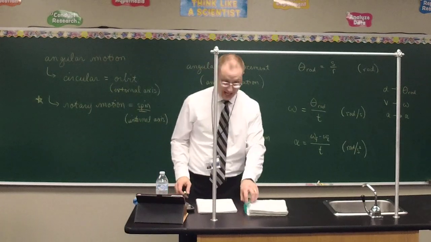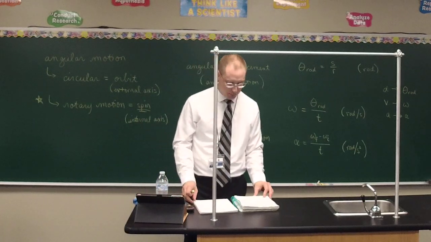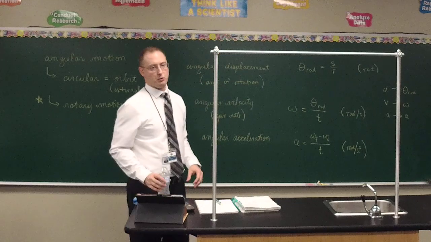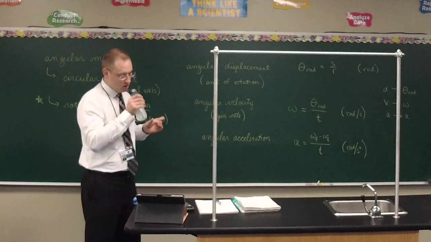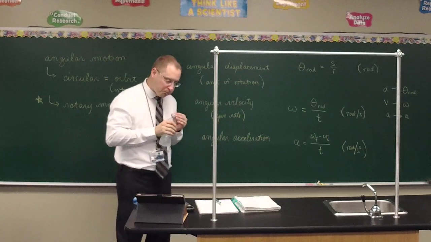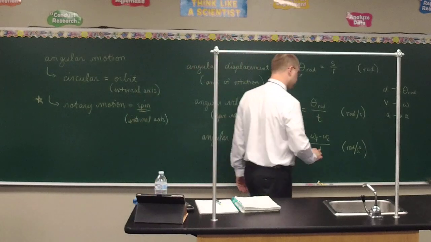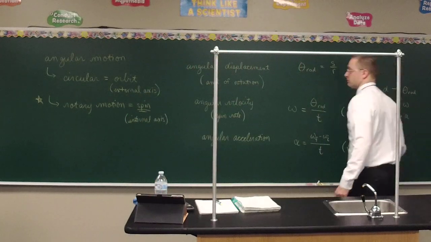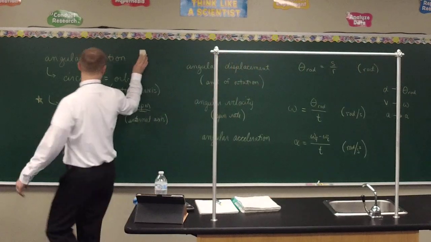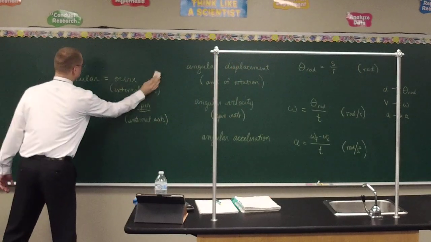You're still on page 188, I believe. Look at example 13.2 and read that if you would for us, Michael. A merry-go-round turns at a constant speed of 8 revolutions per minute for 5 minutes. Find the total angular displacement in radians and find the angular velocity in radians per second.